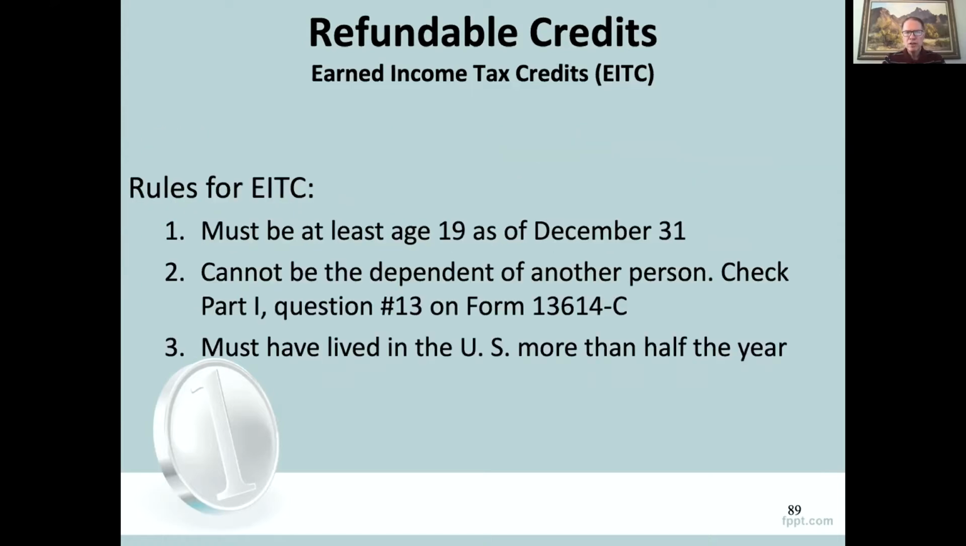Well, we've changed some of the rules this year. This year, you have to be at least age 19. Last year, you had to be age 25. So we've expanded the clientele that are eligible for EITC. But you still cannot be a dependent of another person, and you still have to have lived in the United States for more than half of your life.